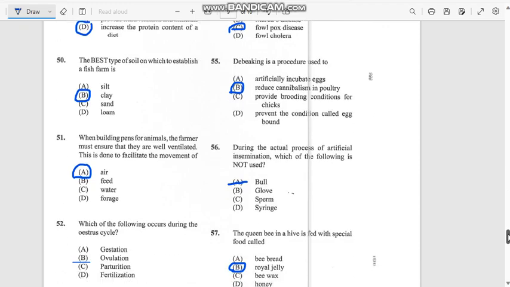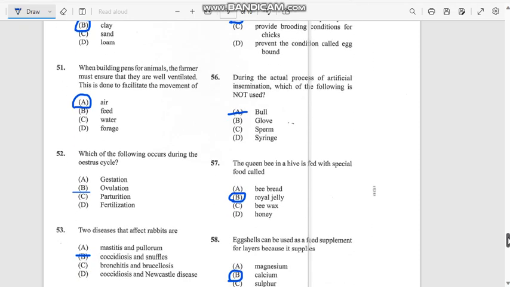All right, number 55. Debeaking is a procedure used when broiler chickens start picking on each other because they don't have enough space, and they draw each other's blood. The blood will increase the rate at which they continue. Without debeaking, that would cause more problems, let's say mortality. So we'd have more mortality than when all the chickens are evenly spaced out, guys. So debeaking has to do with reducing cannibalism in poultry. So the answer for this one is B, guys.